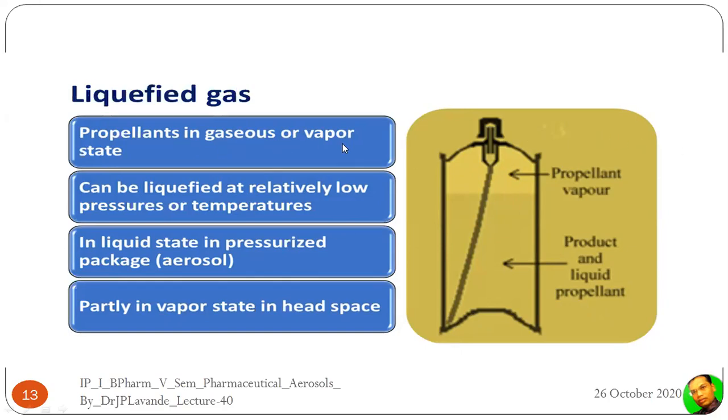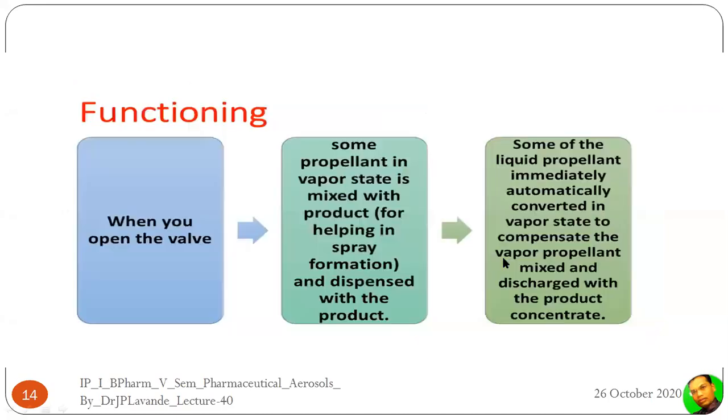Propellants are in the gaseous or vapor state. The propellants used are either in the vapor state or the gaseous state. They can be filled liquefied at relatively low pressure or at a relatively low temperature. In a pressurized package, the aerosol exists in the liquid state and partly in the vapor state in the headspace. Here you can see it is in the headspace in the form of vapor, whereas here it is in the form of liquid.